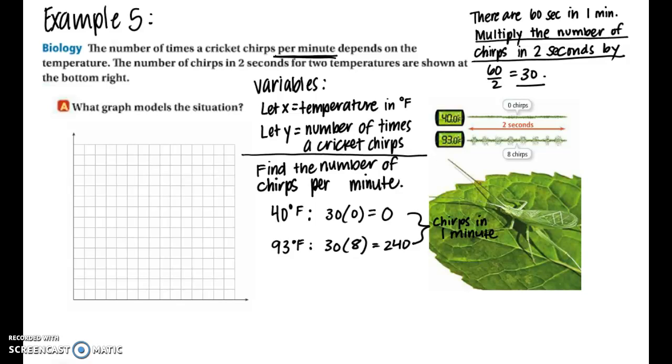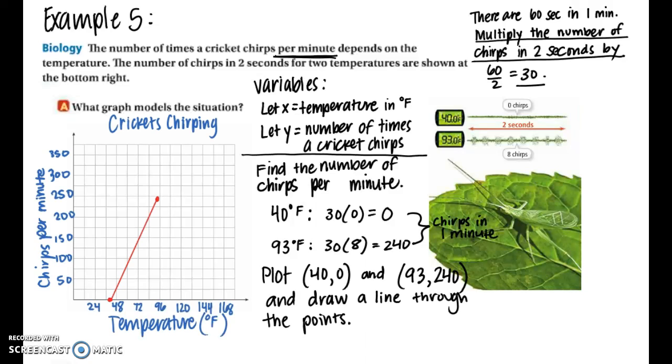You may have noticed that the problem deals with two different units, minutes and seconds. So this process that I'm working through right now is basically changing the seconds into minutes. Because there are 60 seconds in a minute, we want to multiply the number of chirps in 2 seconds by 60 over 2, also known as 30. So I'm finding the number of chirps per minute for 40 degrees Fahrenheit and 93 degrees Fahrenheit. For 40 degrees Fahrenheit, the number of chirps per minute is still 0, but for 93 degrees Fahrenheit, the number of chirps in a minute is 240.